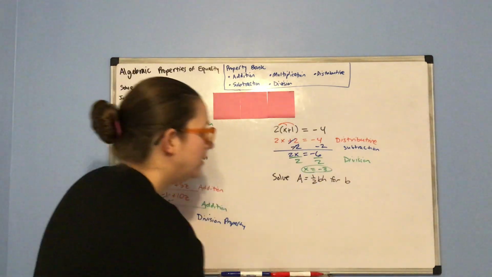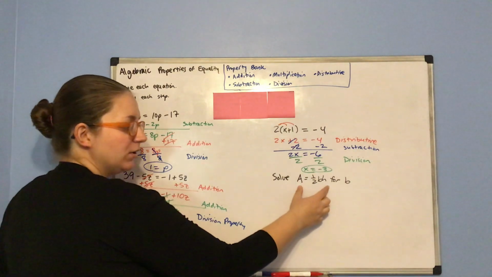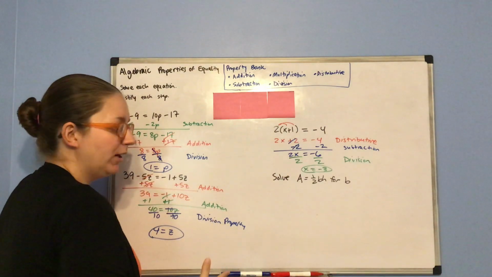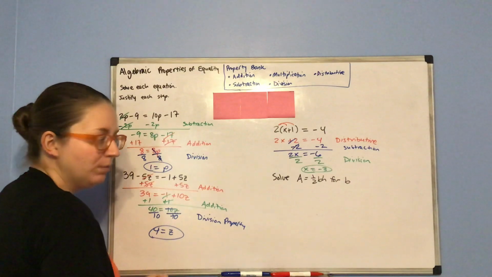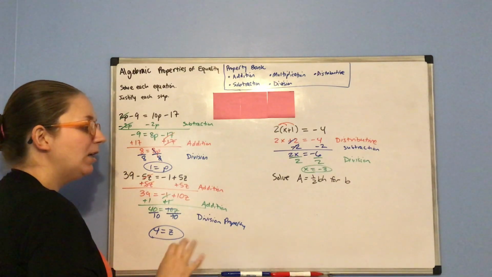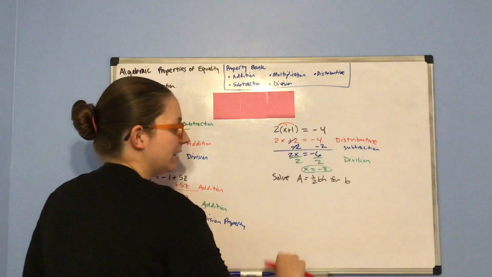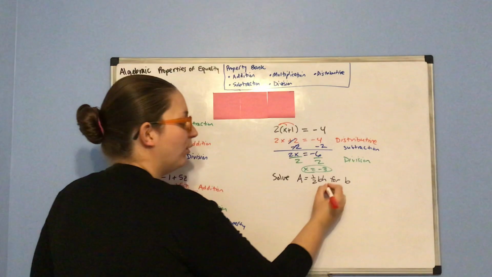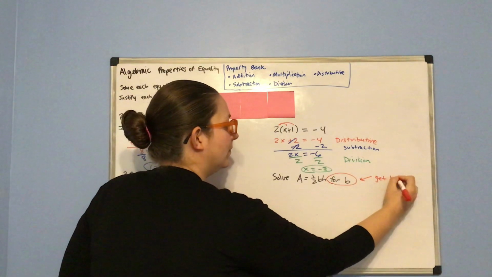We can also use these properties to solve what's called literal equations. Literal equations look like this. You should have seen them in Algebra 1, but basically they contain more than one variable. So I can't solve this equation and get, like, for instance, b equals 2. I'm only going to be able to rearrange it and get one of the variables by itself. So notice here it says solve this equation a equals 1 half bh for b. That means we want to get b by itself.